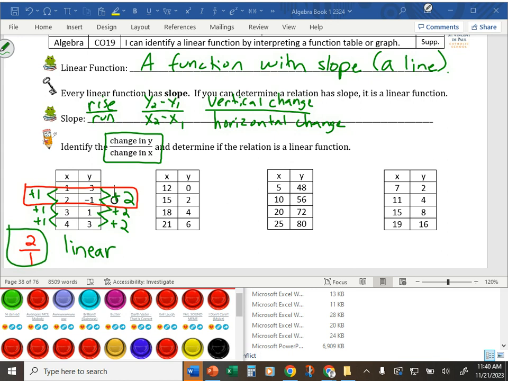We're being so productive today. We're nailing slope and we're determining linearity. It's fantastic. What's another one you want to do together?